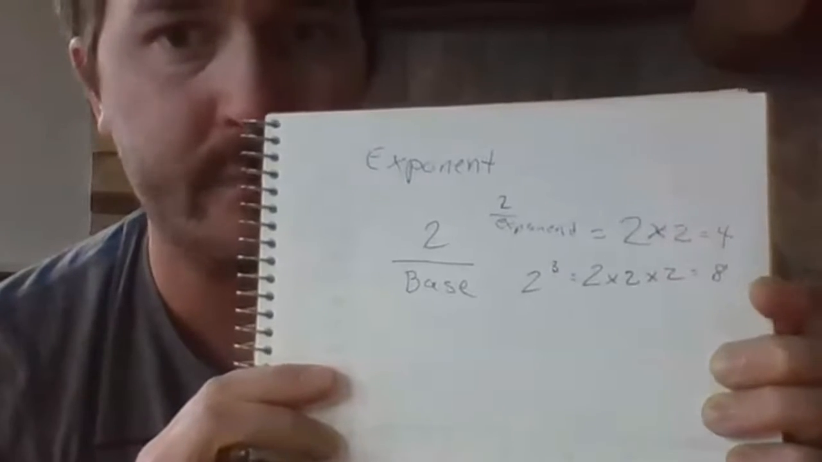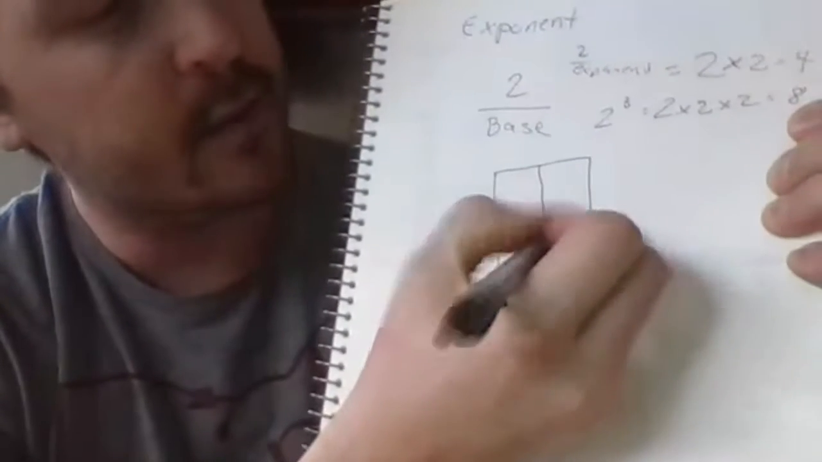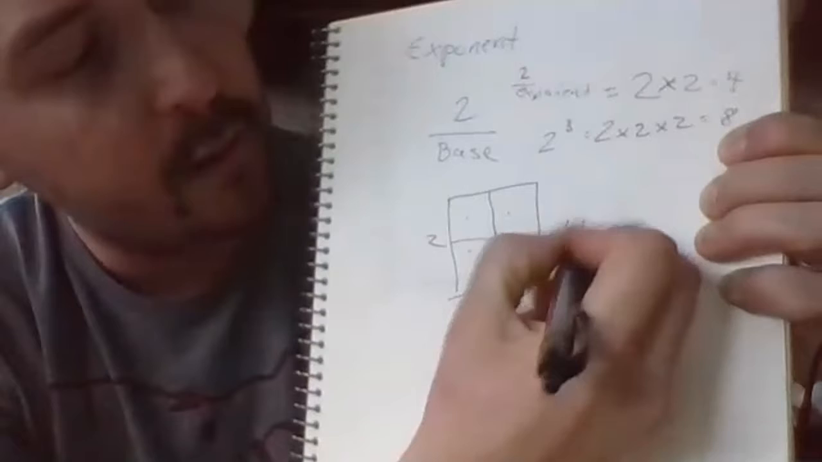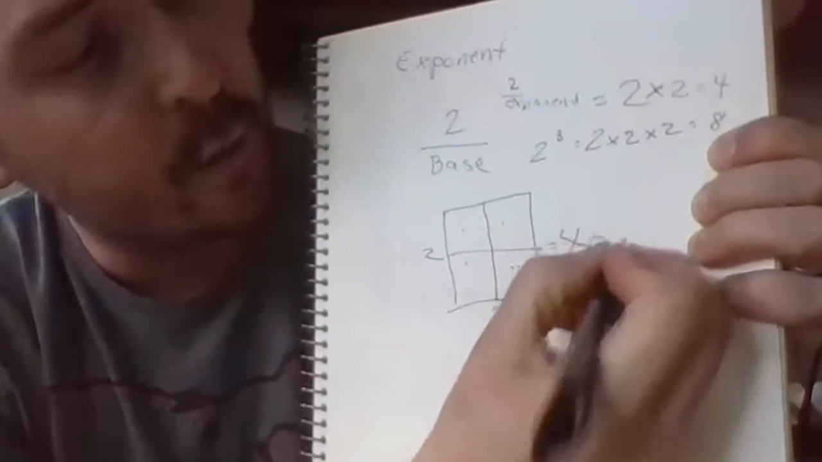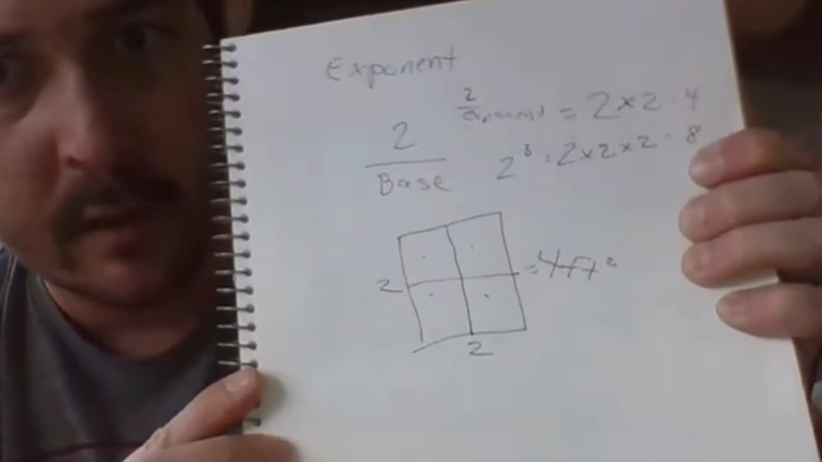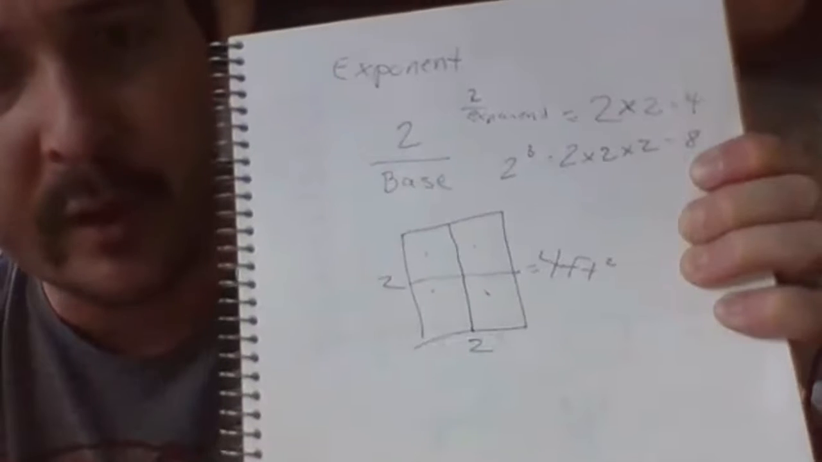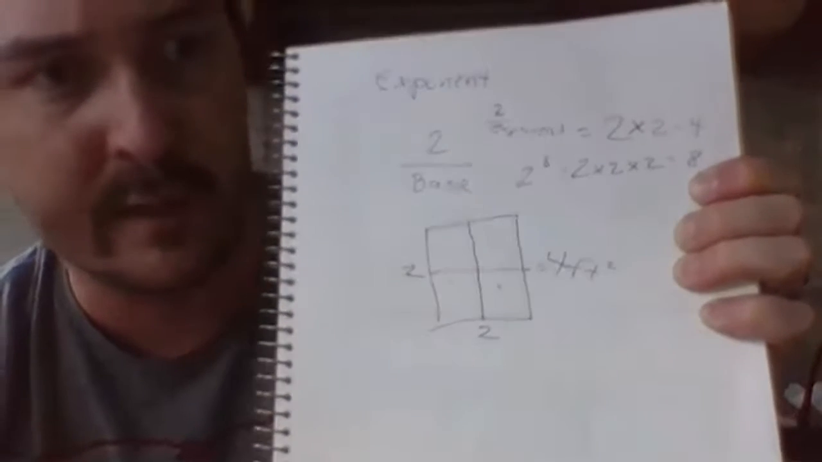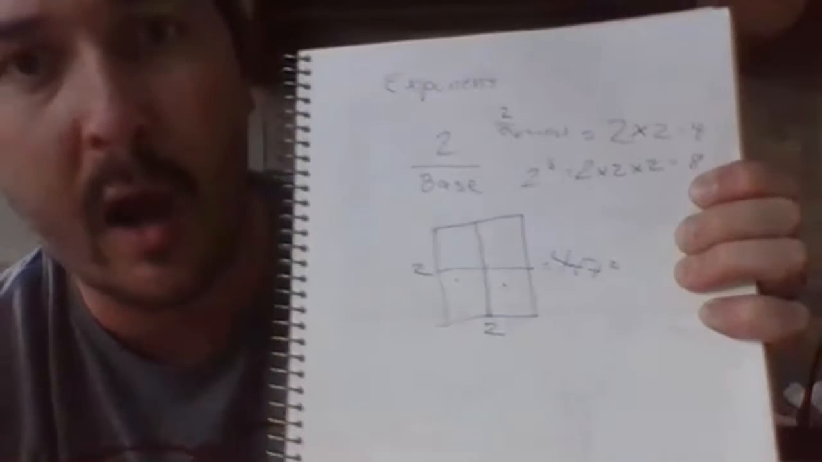All right. Now we can see this in a couple other ways. If I say I have a square area that is 2 feet by 2 feet, then I have 4 feet squared. So that's where that comes from. That square footage of like a house or an office or a garage or anything.